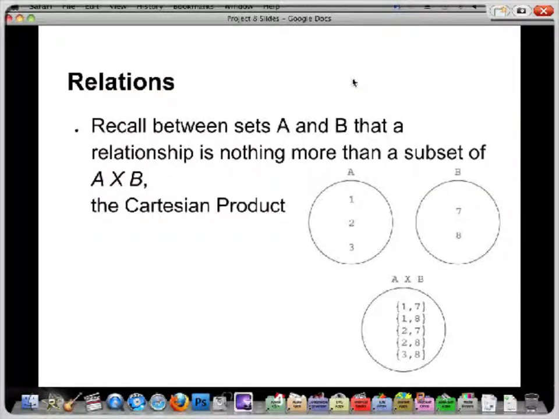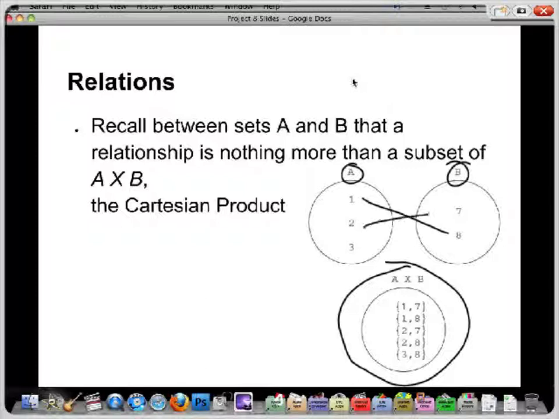So if you recall, relations are just a subset of the Cartesian product of two sets. So if you have a set A and a set B, a relation is just a subset of what we have here. So it could be just a mapping from elements in A to elements in B. It doesn't have to be one-to-one. It's not a function. It's a little bit more broad than a function.